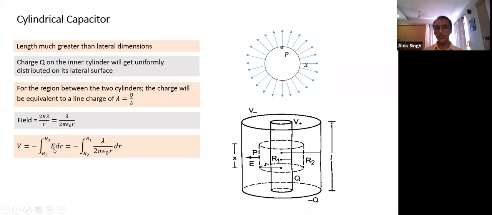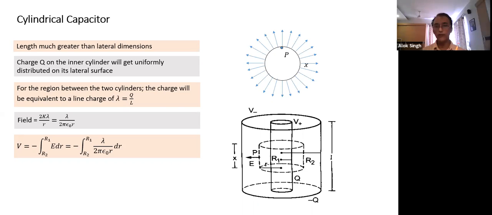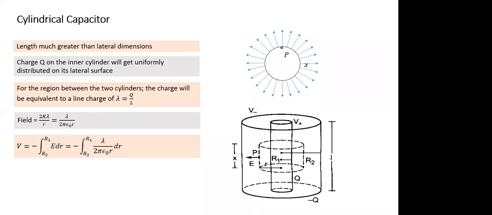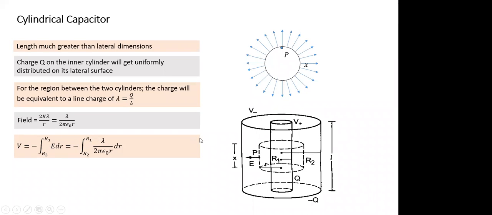V is the integral of E dot dr from the starting point R2 to the final point R1. I am calculating the potential difference between the negative plate and the positive plate. The positive plate is the final one, the negative plate is the initial one. So isn't it positive minus negative, sir? Yes, positive minus negative. So which is the final one? R1, the positive plate. Yes.